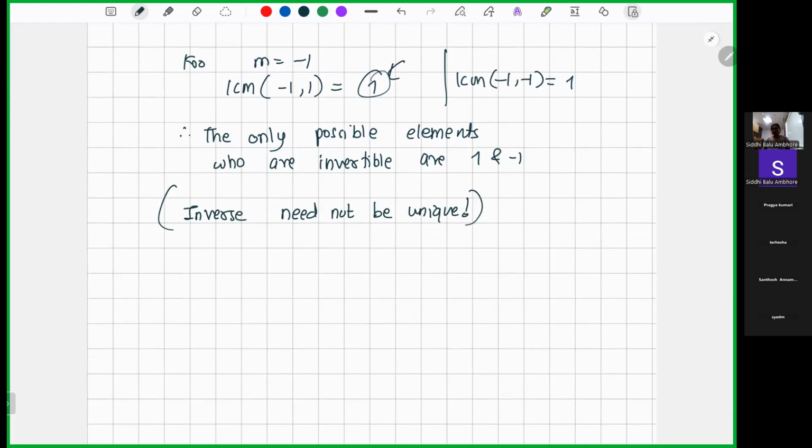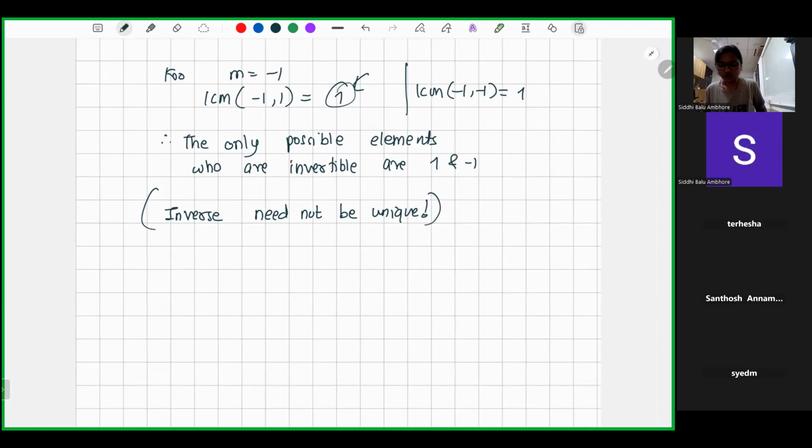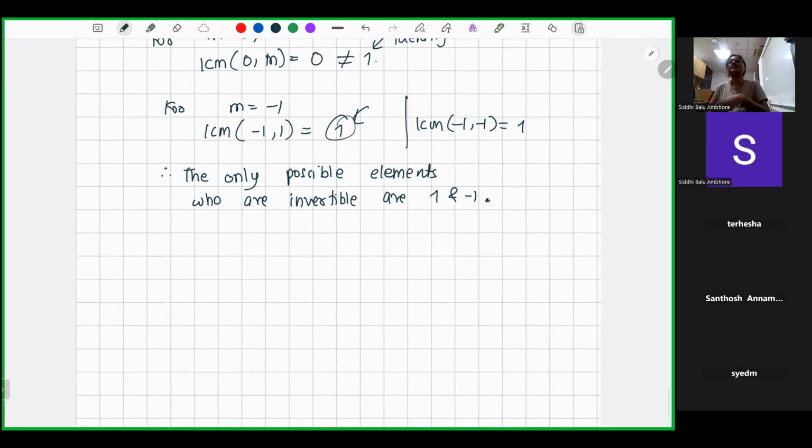But when we talk about something being a group with a particular identity, if the inverse exists, it is unique. But in such cases where we are talking about the inverses, if at all an inverse exists, it will exist for -1 and 1 only, two possibilities, and not the rest.